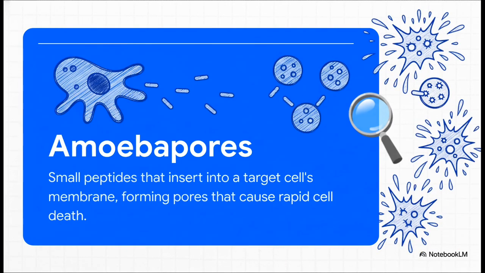All right, so once it's latched on, the amoeba brings out the heavy artillery, these things called amebapores. And just think of them as molecular hole punches. The parasite secretes them, they poke themselves into the membrane of our cells and create these tiny little pores. Water rushes in, the cell swells up, and bang, it explodes. It's a brutal but incredibly effective way to kill cells.